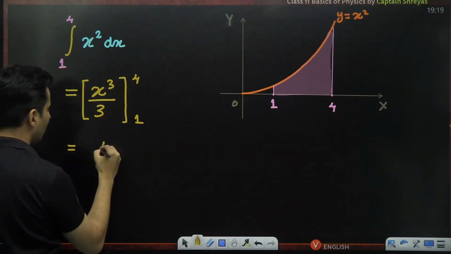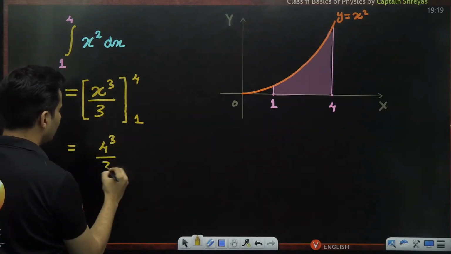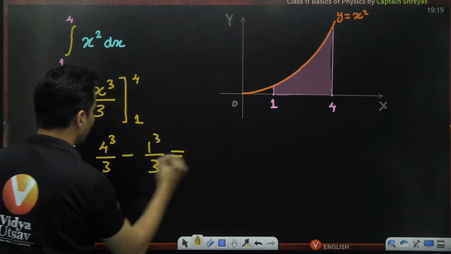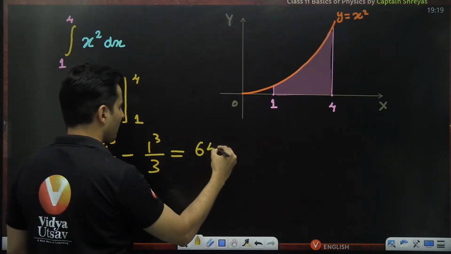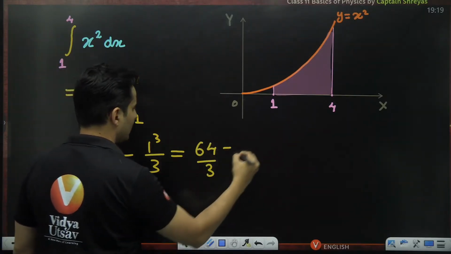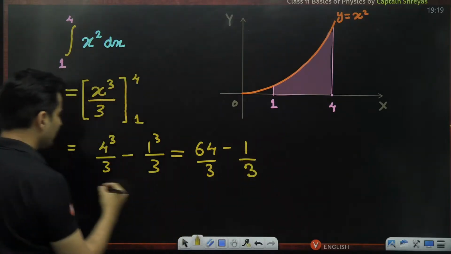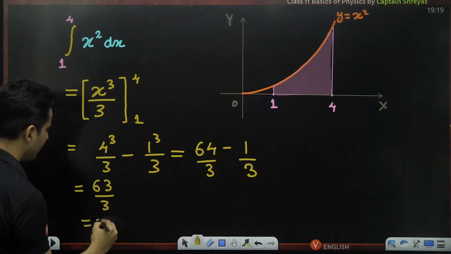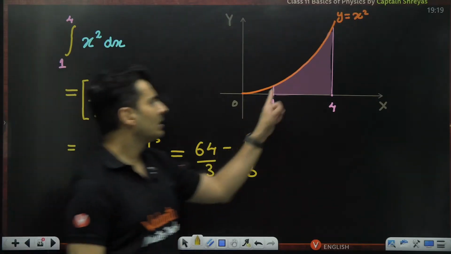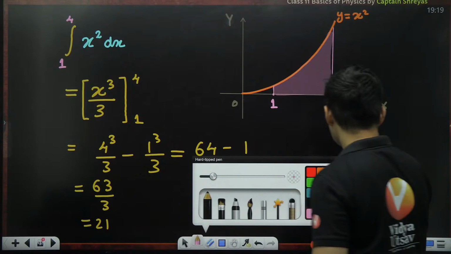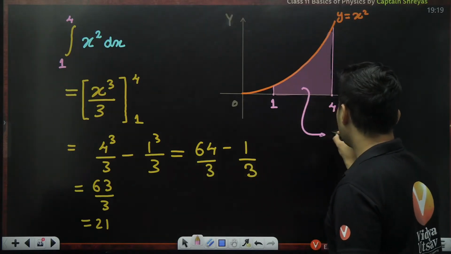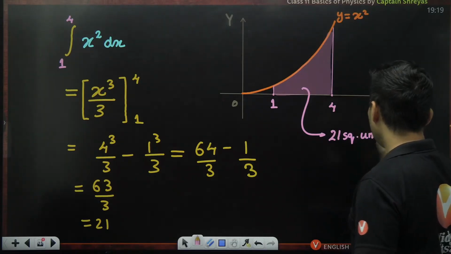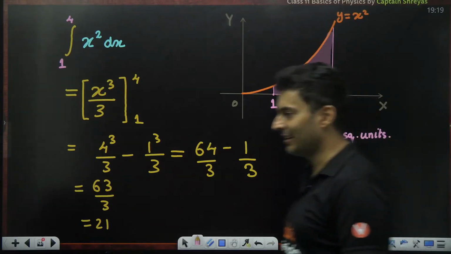First put the number 4, so 4 cube by 3, minus, then put the number 1, so 1 cube by 3. 4 cube is 64. 1 cube is nothing but 1. 64 minus 1 is 63, divided by 3, that is 21. So the area is exactly 21 square units. 21 square units is the exact area. Got it?